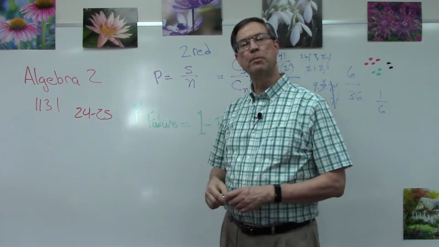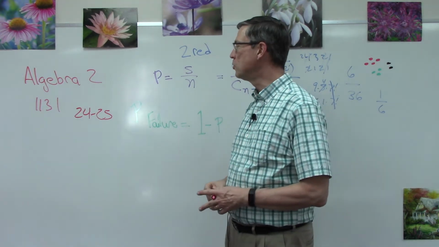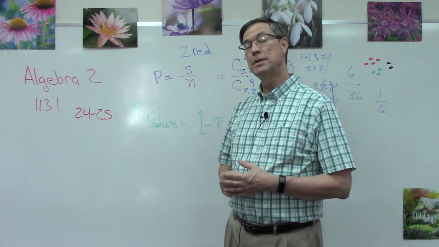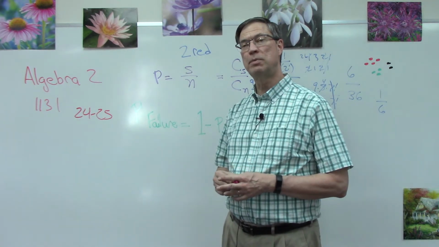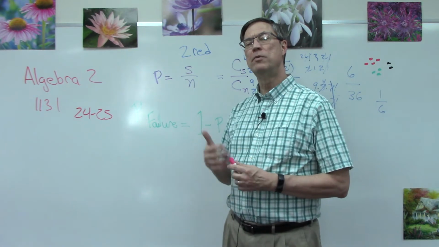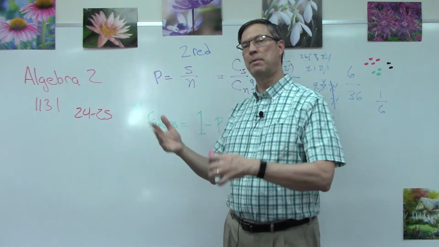Let's look at the next couple of pages here. On pages 24 and 25 of 1131, we talked about probability and then doing combinations with probability. And now we want to talk about what is the probability of something not happening.